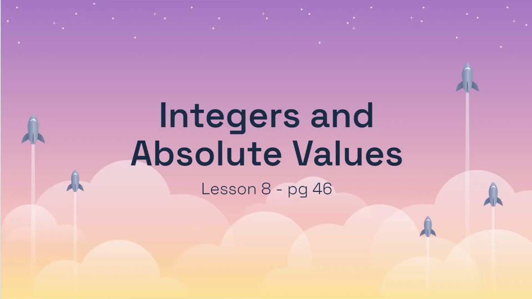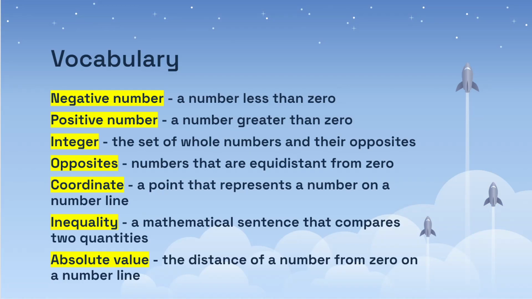Integers and absolute values. This is lesson 8. It starts on page 46 with a lot of vocabulary words. A negative number is a number that's less than 0.